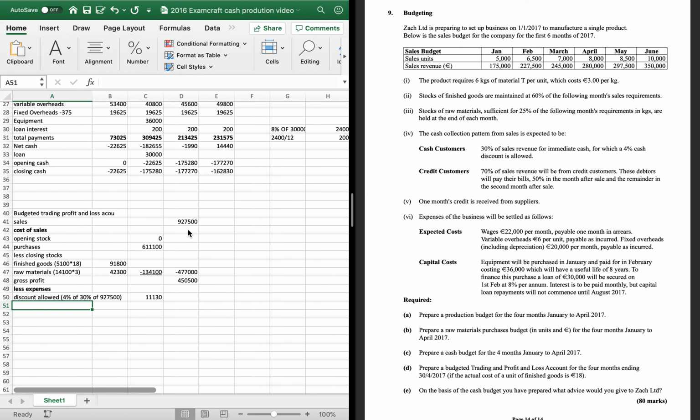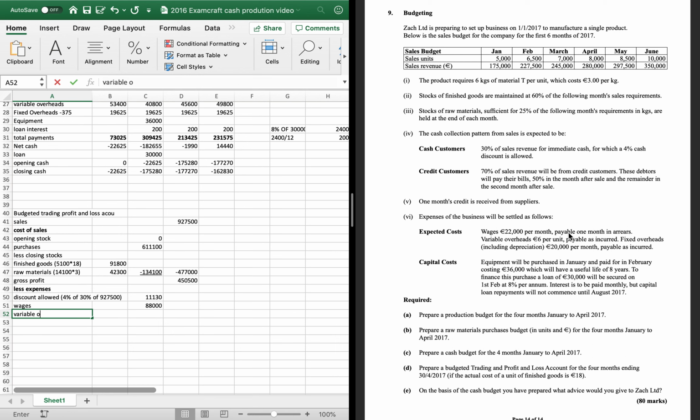11,130. Our next expense is wages. This is where it's important to know the difference between a trading profit and loss account and a cash budget. It tells us it's 20,000 per month. It doesn't matter that 1 month is payable in arrears. It's still 4 months of 22,000. You remember that accruals concept? It's not when you pay for stuff, it's when they're accounted for when we're doing trading profit and loss accounts, or when they happen. So it's 88,000 for our wages.